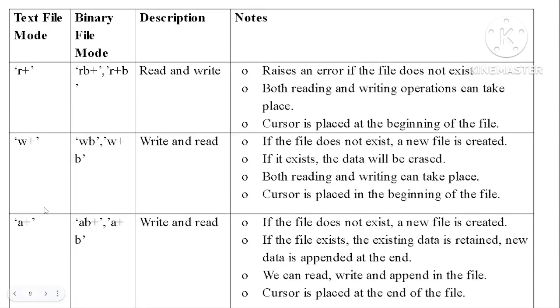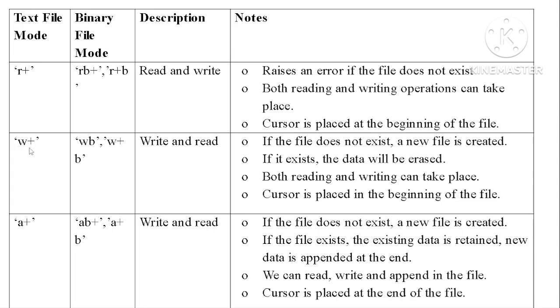Okay. Now you have R plus, W plus, A plus. So this R plus mode is used to read the contents of the file as well as write the contents of the file. What is the meaning? When you open a file in R plus mode, the cursor is placed at the beginning of the file so that you can finish reading the contents, and then if you want you can write some more contents. Okay, and it raises an error if the file does not exist. So you can do both reading and writing. The cursor is placed at the beginning. Why? Because first preference is given to reading, R plus.